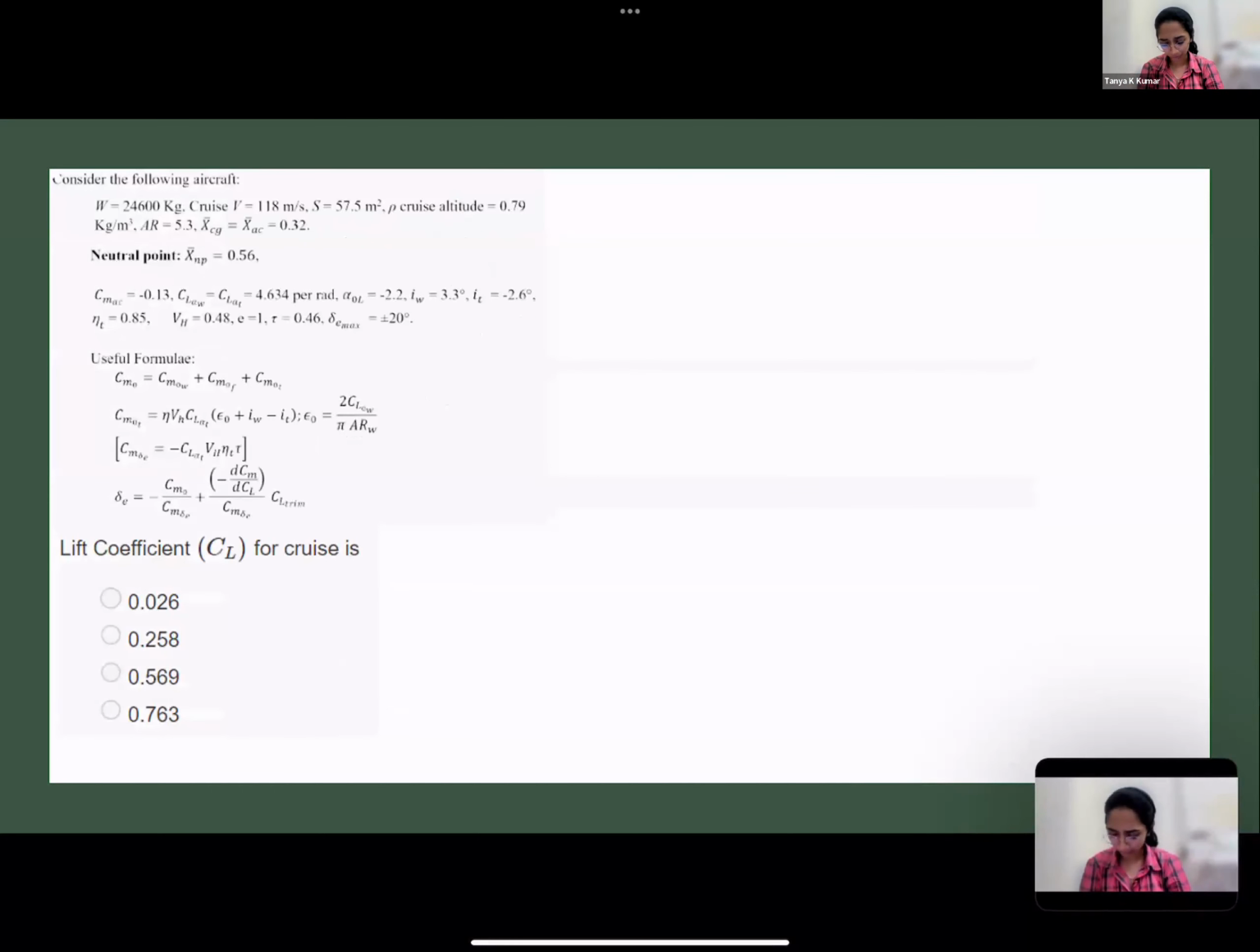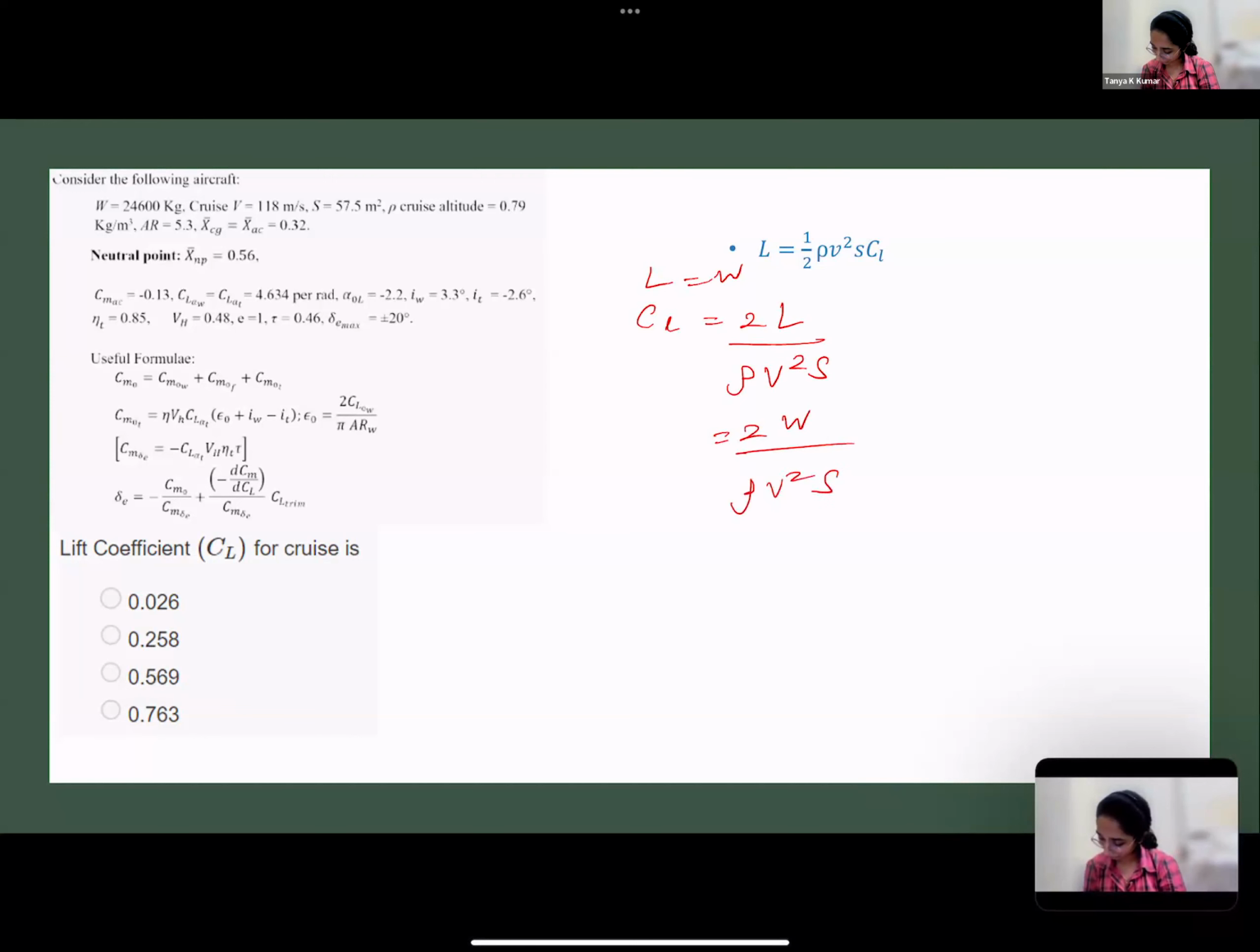The first question is very simple. They've asked you the lift coefficient for cruise. Cruise is what? When lift is equal to weight. Then they've asked you to find the coefficient of lift. You know the lift formula, directly substitute and you will get the coefficient of lift. CL is 2L by rho v square S, and for cruise lift equals weight, so this is nothing but 2W by rho v square S.